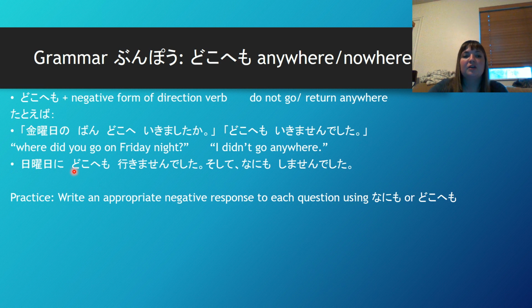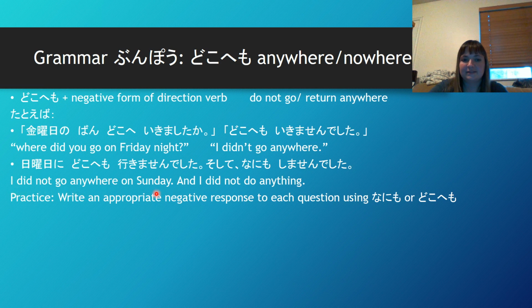Next sentence. 日曜日にどこへも行きませんでした。そして何もしませんでした。Hopefully you guys are now remembering 何も. So let's look at our English really quick. The first part we're saying I did not go anywhere on Sunday, right? 日曜日にどこへも行きませんでした. We have our negative there. そして何もしませんでした. I didn't do anything, right? I did not do anything. So if you remember, 何も works the same way as どこへも.